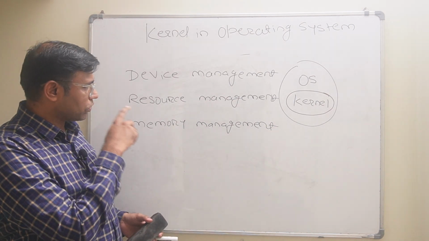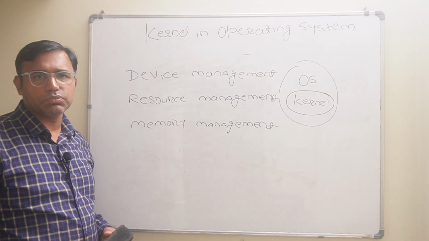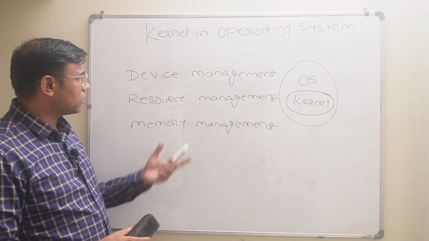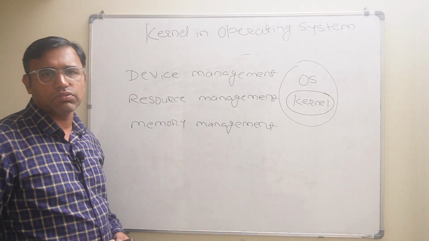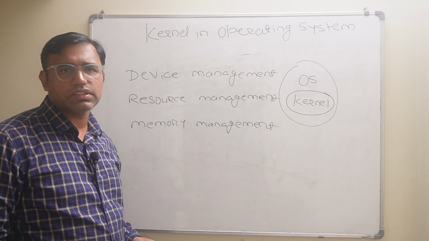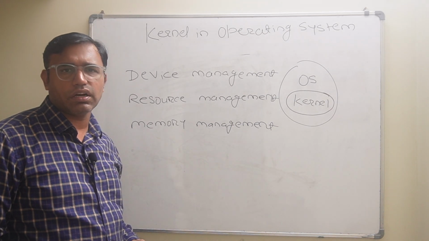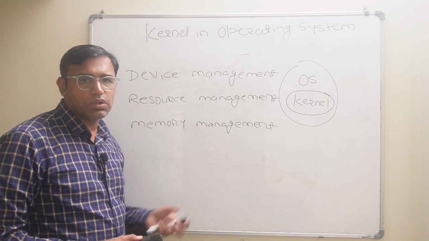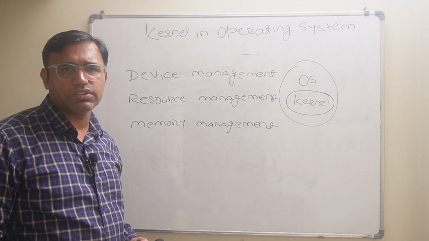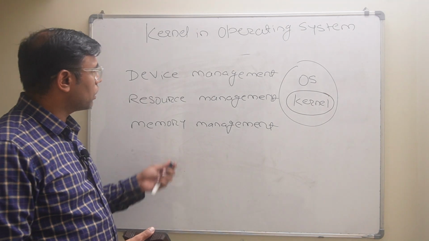Then resource management: if any user application requires external resources, it will call the device driver, and then resource management will be done. And what is memory management? If any user application requires memory, kernel will arrange the memory for it. It can use swapping and all these things. So this is how the kernel works.